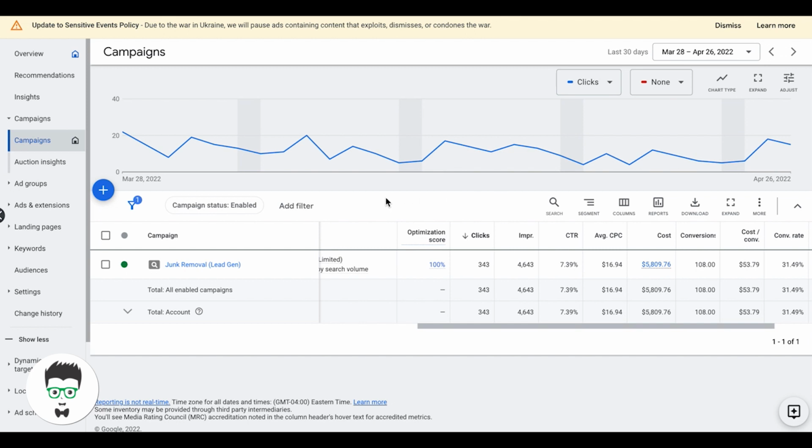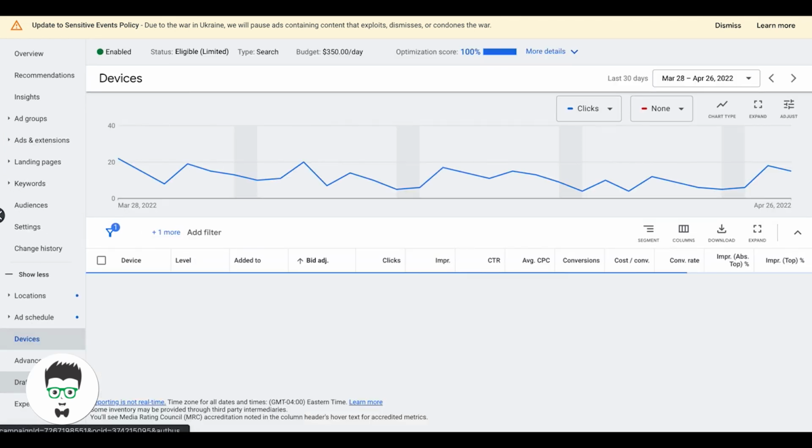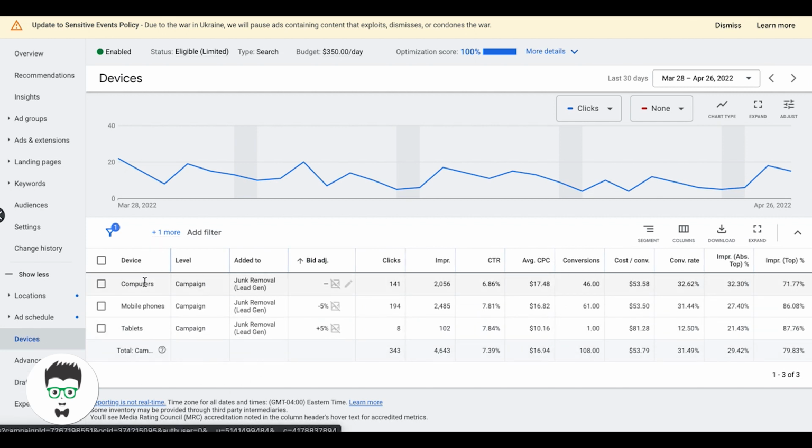All right, guys, so for today, we got a junk removal client, and this is over the last 30 days, which is March 28th to April 26th, data set that we're going to look at to make some device bid adjustments. So if we go into your Google Ads campaign, come down here to devices, you're going to see we have 3 different traffic sources. We have computers, mobile phones, and tablets.